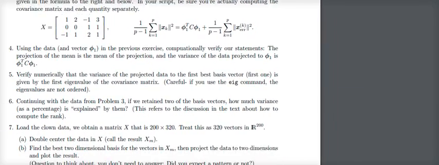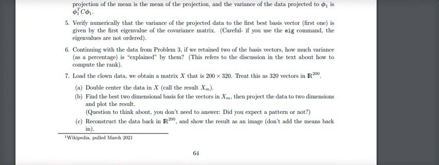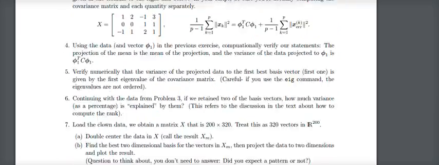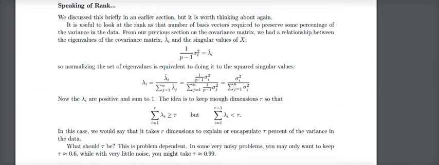But I see that number 6 should have a little bit of clarification as well. So what happens if we retain 2 of the basis vectors? How much variance is explained by them? So where does that come from? That comes from this discussion in the previous page, right here, where we're speaking of rank. And so the lambda hats are the eigenvalues of the covariance matrix, which we have already computed.